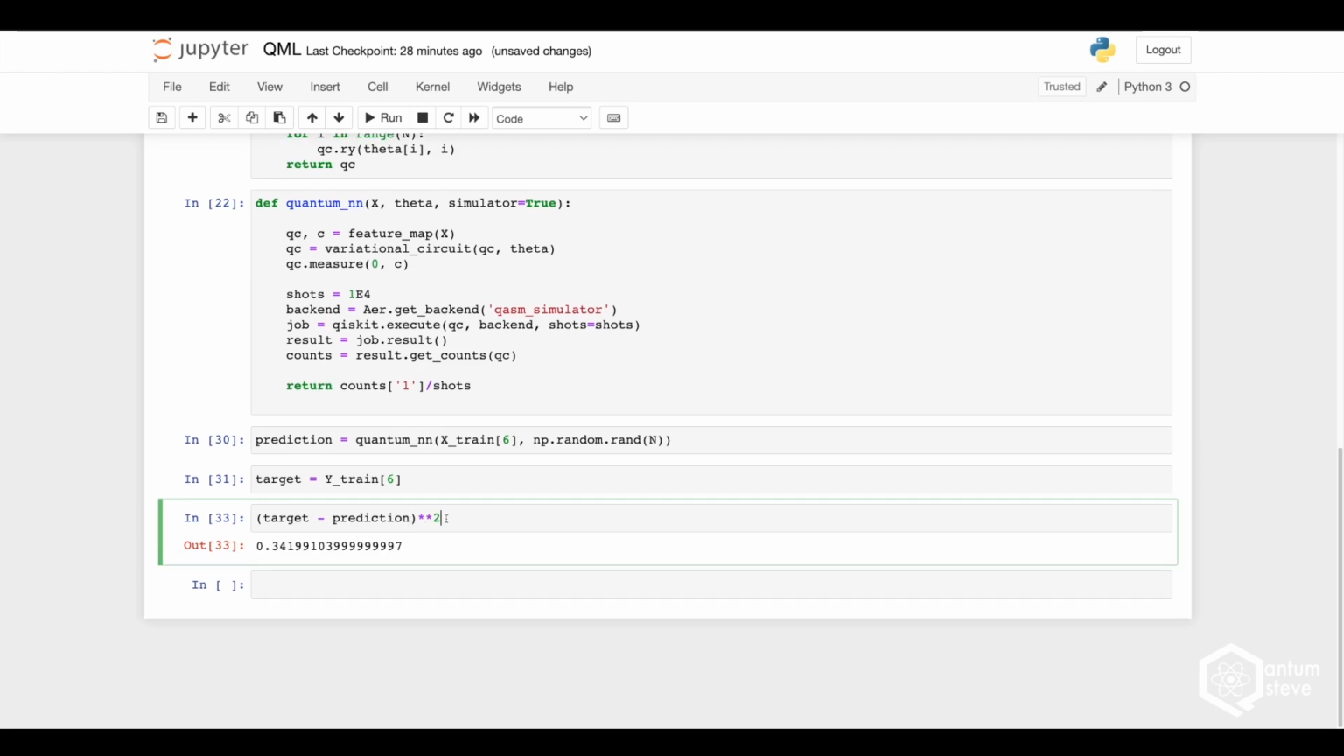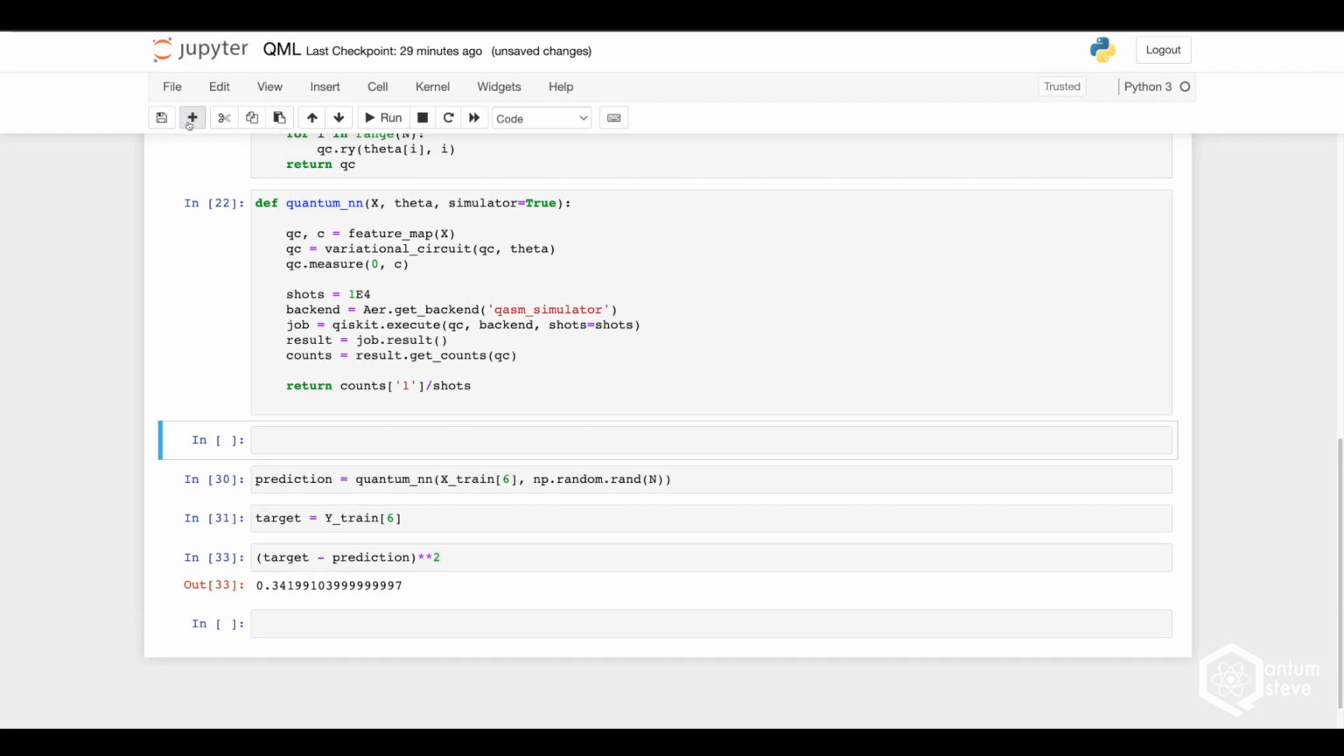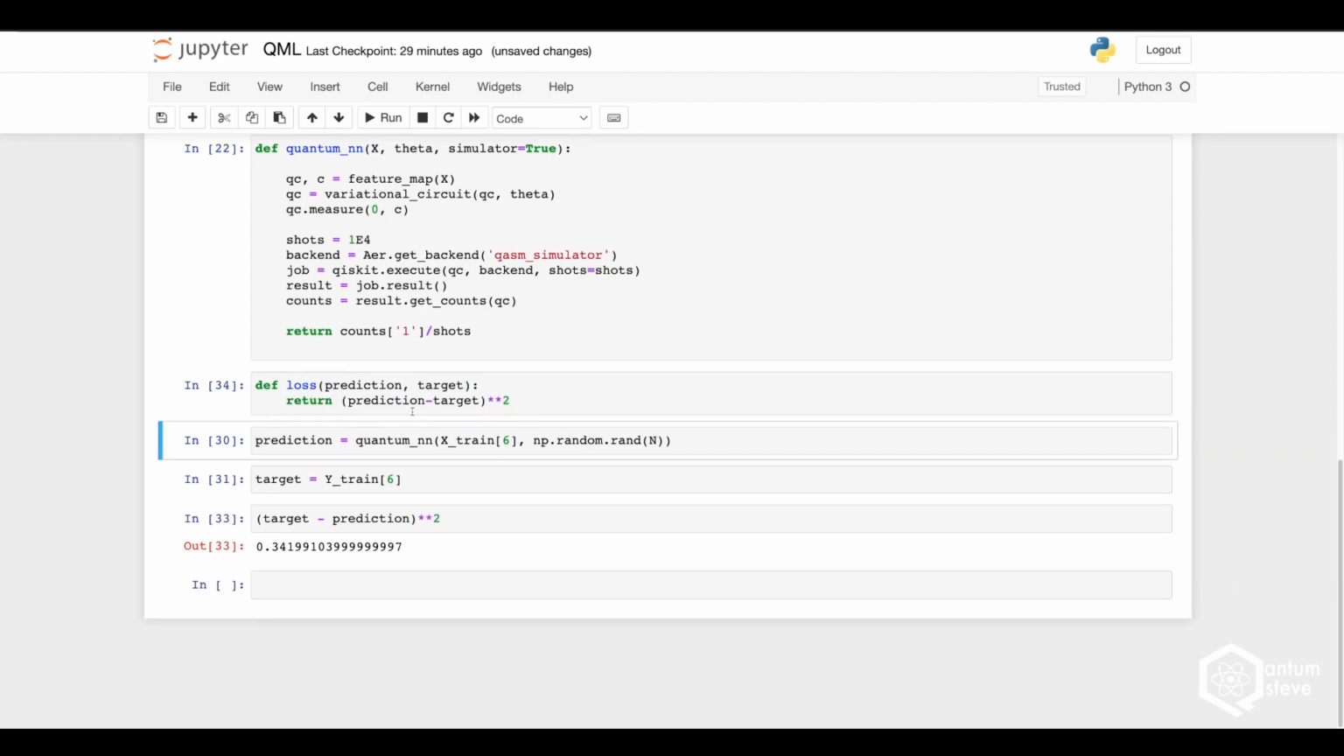And so now this here basically quantifies how good our prediction is, because if this here is 0, then our prediction matches the target and we have trained our quantum neural network properly. Now let's just put this idea into a function. I will call this a loss function. All right, so now I've got a loss function.